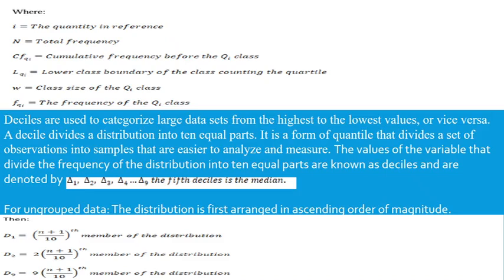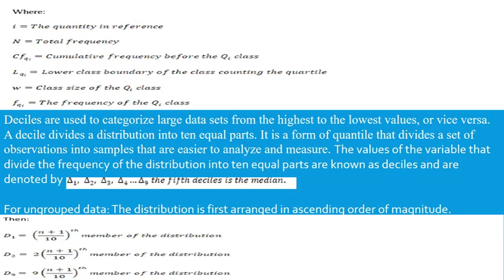Then second, we have decile. We said we have quartile, decile, and percentile. Let's go to decile. Deciles are used to categorize large data sets from the highest to the lowest value, or vice versa, that is from the lowest to the highest.